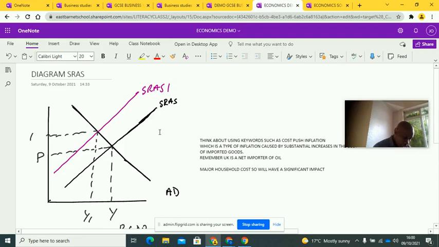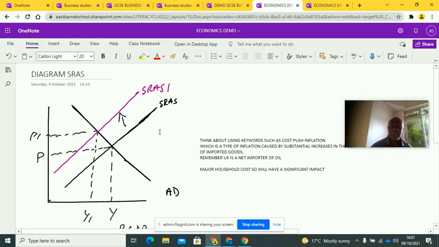If you want to, you could put in numbers. You could put in numbers showing that there's inflation, there's cost push inflation, which has pushed up the price. You could put 2, and then you could put 4%. You could put whatever numbers there, or just leave it as P and P1, showing that it has shifted to SRAS1. So therefore the cost of oil is now much more expensive.